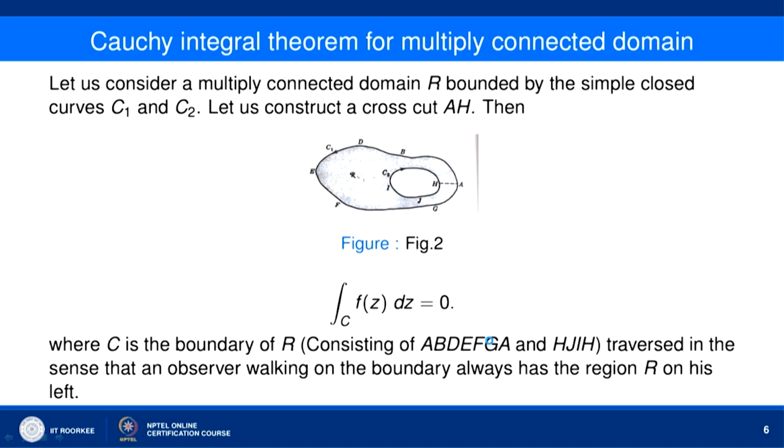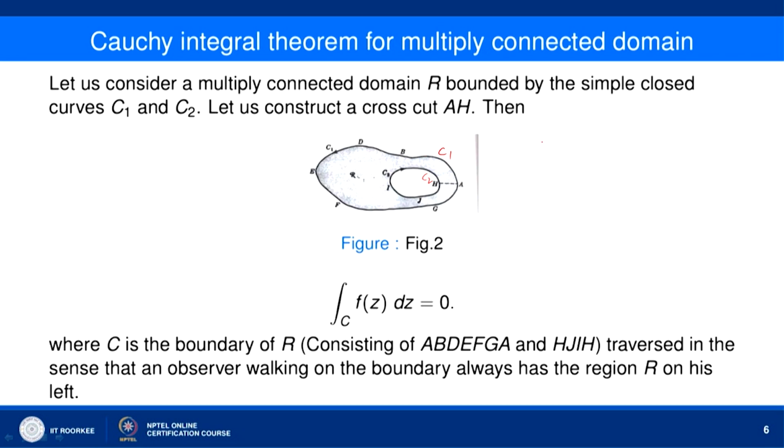Now let us consider a multiply connected domain. We are going to do Cauchy integral theorem for multiply connected domain. So, let us consider a doubly connected domain here. The boundary of the domain consists of two parts, so let us name them C1 and C2. So, this is my C1 and this is C2. Let us construct a cross cut AH. Then what do we see? C is the boundary of the region R, which consists of ABDEFGA and HJIH traversed in the sense that an observer walking on the boundary always has the region R on its left.